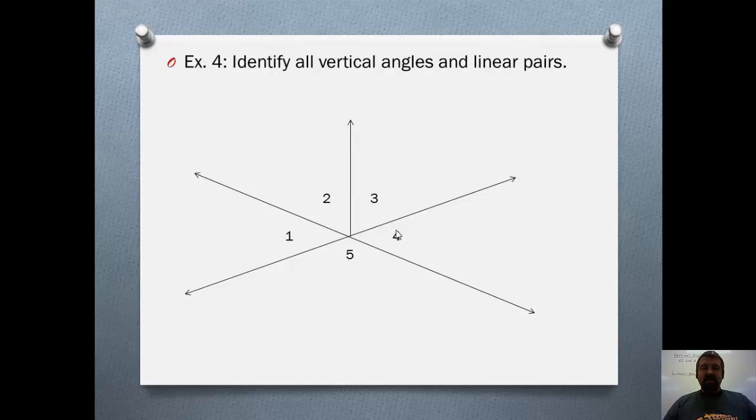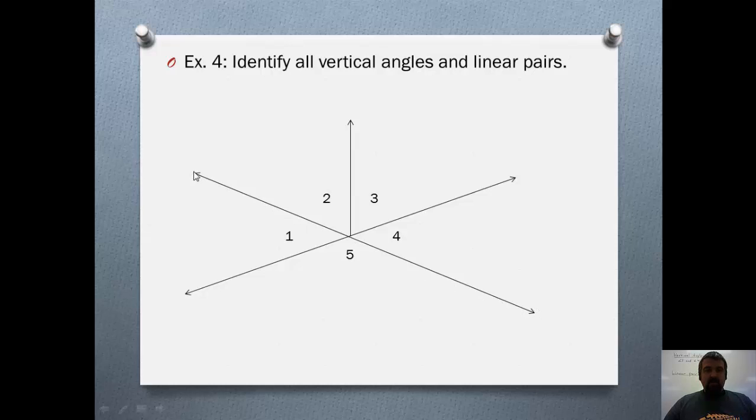The next one, linear pairs. Remember, this is going to be adjacent supplementary angles, or two angles whose non-common sides form opposite rays. So anytime I see just a straight line, this is where a linear pair could happen. So if I just start right here, this here is going to be a line. It's not labeled, so I can't call it anything fancy.